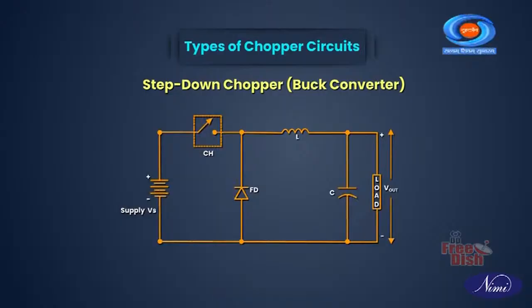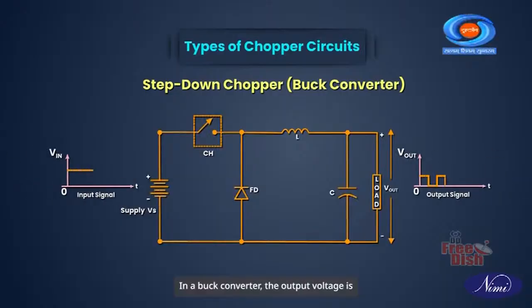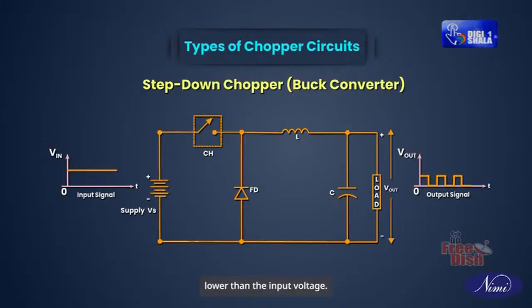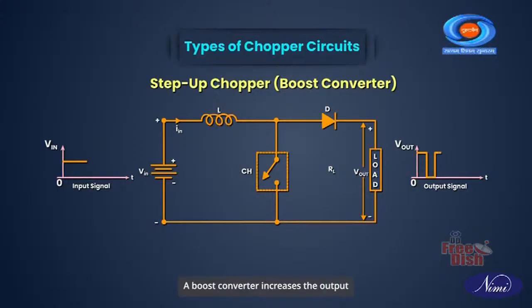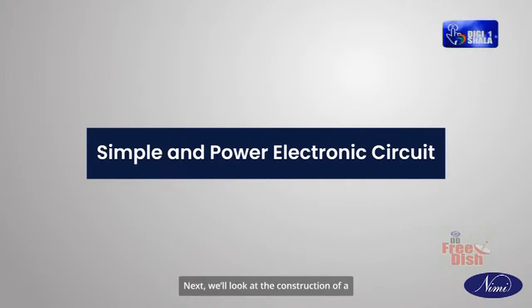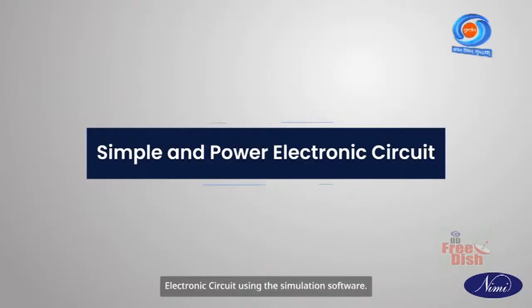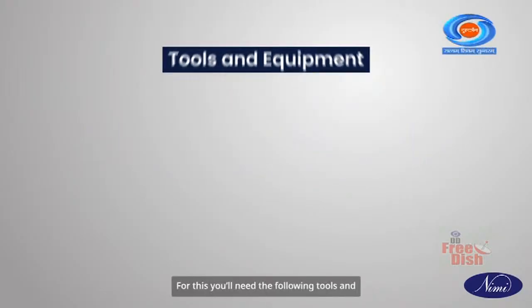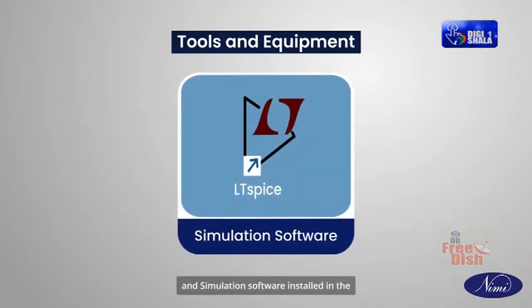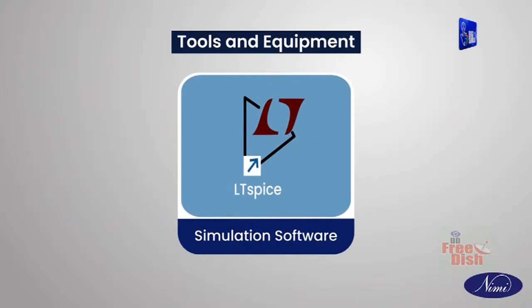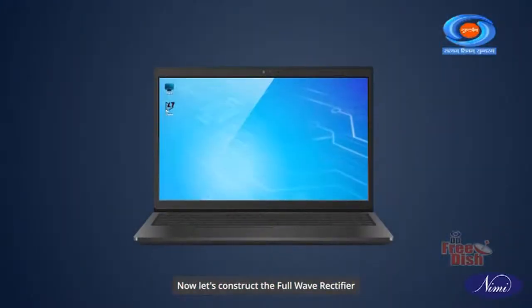Step-down chopper. In a buck converter, the output voltage is lower than the input voltage. Step-up chopper. A boost converter increases the output voltage above the input voltage. Next, we will look at the construction of a simple electronic circuit and power electronic circuit using simulation software. For this, you will need the following tools and equipment such as personal computer and simulation software installed in the personal computer.